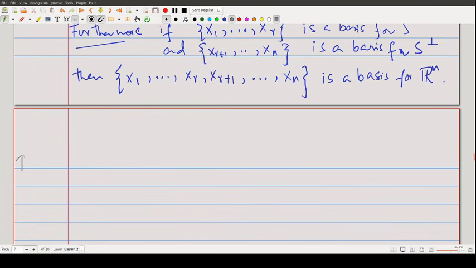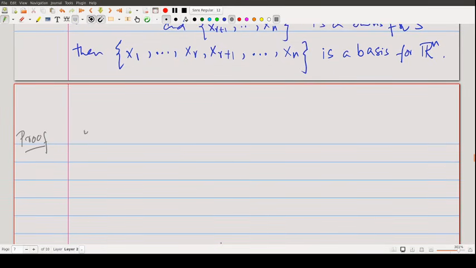So the proof is as follows. The first thing to notice is if S, the subspace that you're talking about, is the trivial subspace, then the orthogonal complement of the trivial subspace will be the entire n space.